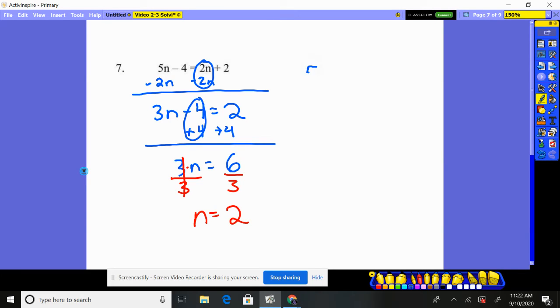Well, let's check. 5 times 2 minus 4, does that equal 2 times 2 plus 2? Well, 10 minus 4 is 6. 2 times 2 is 4 plus 2, 6. Yes, we know we have the right answer.